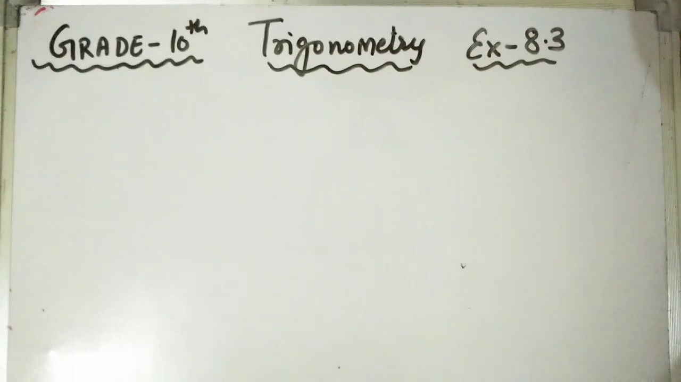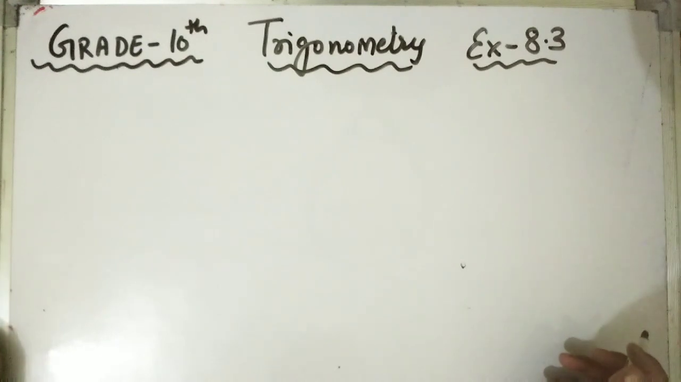Today we are going to do the next topic related to exercise 8.3. The topic is related to complementary angles. First of all, you must be aware of the complementary angles. So what are the complementary angles? Those whose sum is 90 degrees.